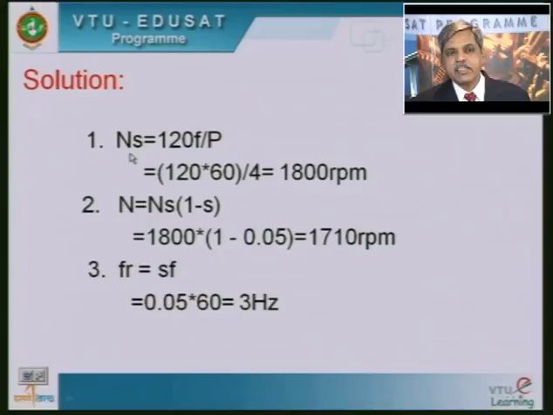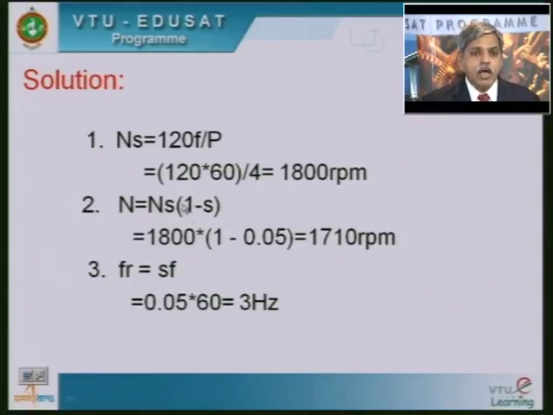Synchronous speed Ns is 120 F by P. Okay? So, supply frequency is given as 60 hertz. There are 4 poles in the machine. So, 120 into 60 divided by 4 will give you a speed of 1800 RPM.